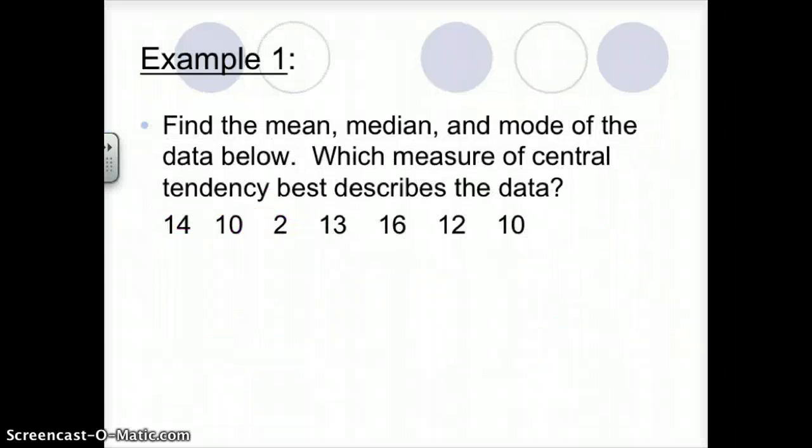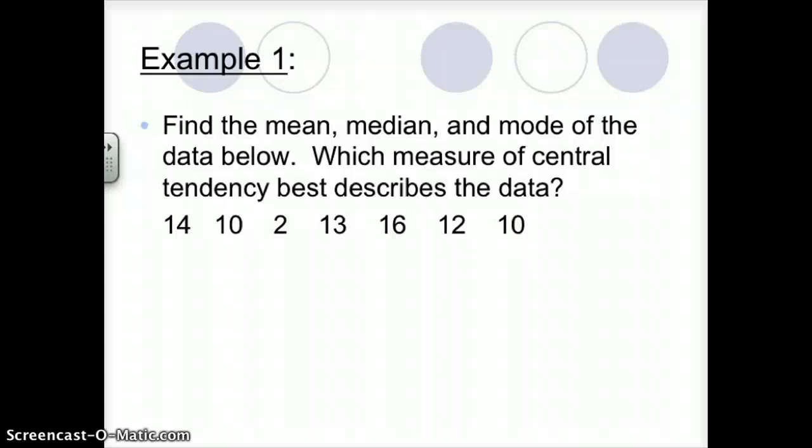We're going to look at this data set, and your job is to find the mean, median, and mode of the data below. And then I want you to tell me which measure of central tendency best describes the data. Remember that a measure of central tendency is something that tells you about the center of data, so it's either mean, median, or mode in the cases that we know. I would say pause this and try to work it out, and then come back and check your work.